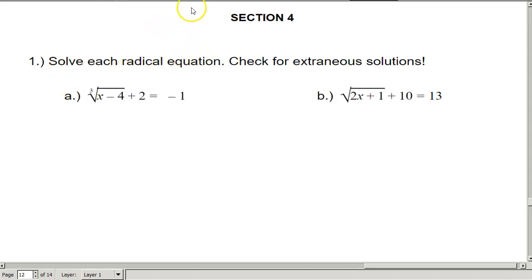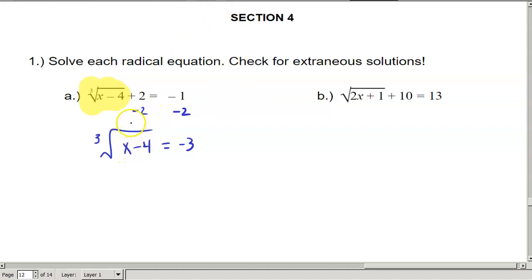All right, so on these problems we want to isolate the radical, which in that case means we're going to isolate the cube root, and then we'll raise everything to the third power. Kind of like the previous problems, we're going to get that by itself. So we're going to subtract 2, and get the cube root of x minus 4, which equals negative 3.